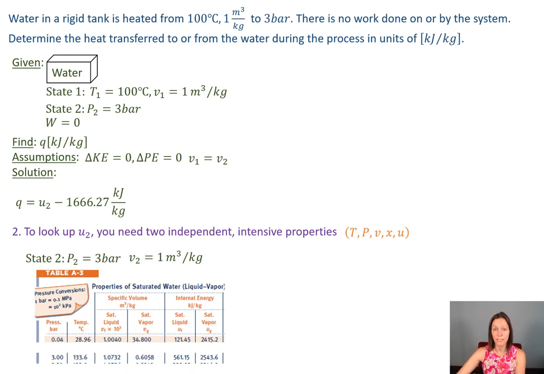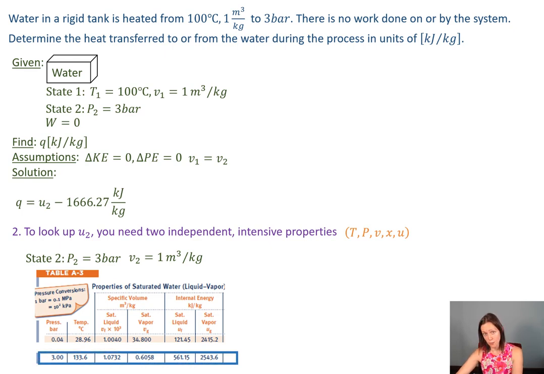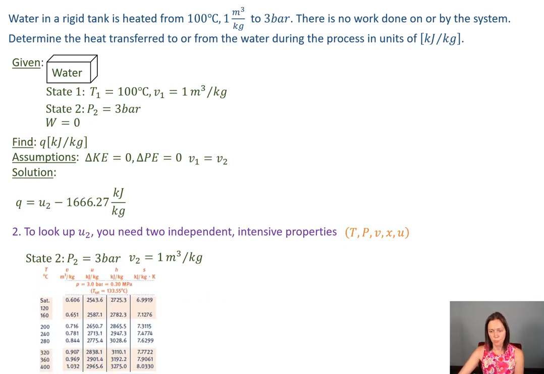So here's my saturated tables for water organized by pressure. I go to 3 bar and I ask myself, is it saturated? Is my specific volume between V sub F and V sub G? And it looks like no. My specific volume is greater than V sub G. So that means I am superheated. So I need to go to my superheated tables.